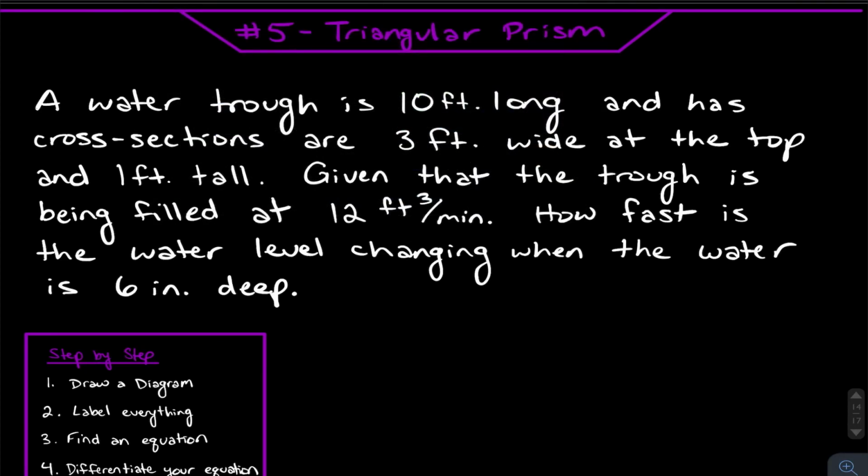Okay, for this problem, we have that a water trough is 10 feet long, and it has cross sections that are 3 feet wide at the top and 1 foot tall. Given that the trough is being filled at 12 feet cubed per minute, how fast is the water level changing when the water is 6 inches deep?